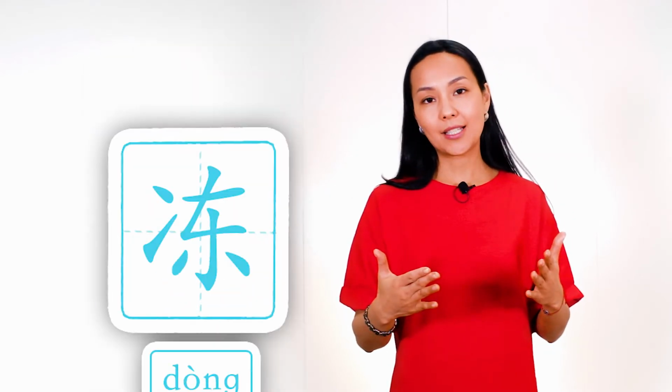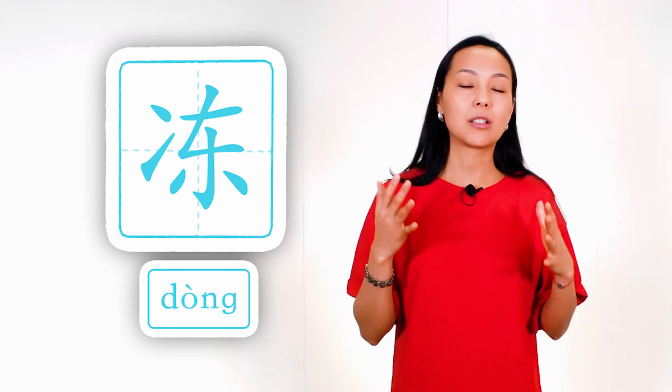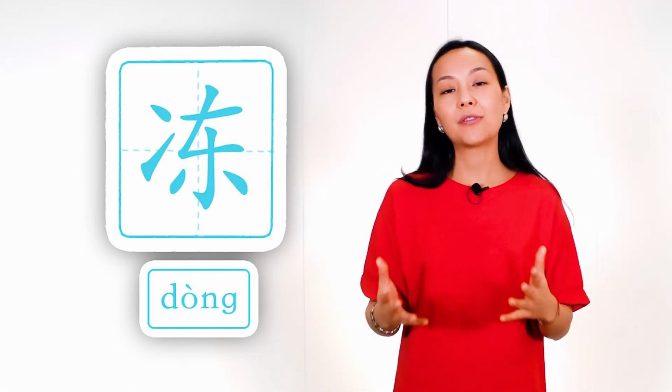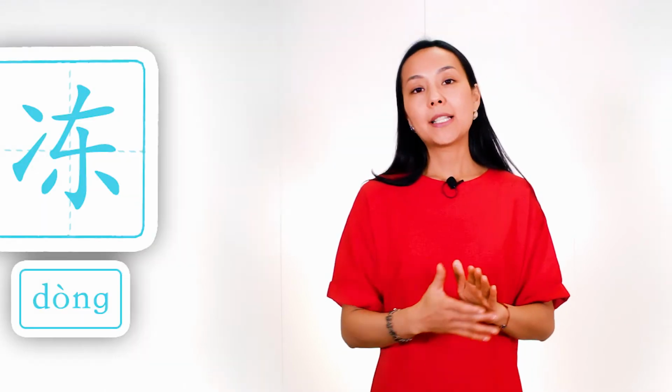Example number 6, to freeze. 冻. Easy, when it's freezing, it's so cold that we freeze. It feels like we are in ice, that's why this character has ice. As I said, this radical is never used as a separate word.